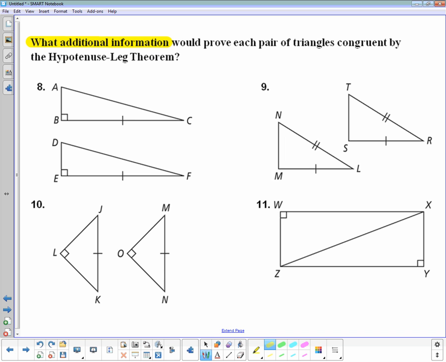All right. So I'm being asked to prove these by hypotenuse leg. I don't have enough information right now, but I want to. I need something else. If you could give me a tick mark, I could do it. Erica, stop with the conversation. I want you both paying attention to this.